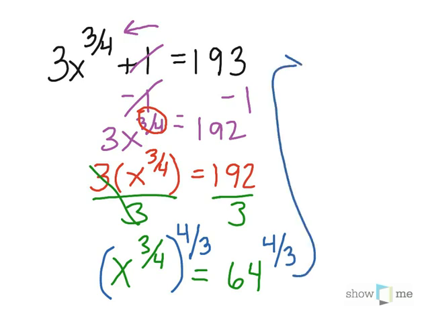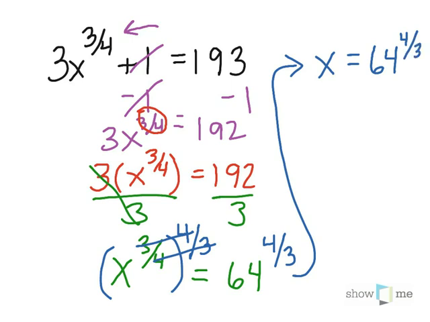All right, now let's take a look at where this gets us. x to the 3/4 raised to the 4/3. Well, when I multiply those exponents together, I get 12 over 12, which is just x to the 1. We're just going to write that as x. So my unknown number is 64 to the 4/3.